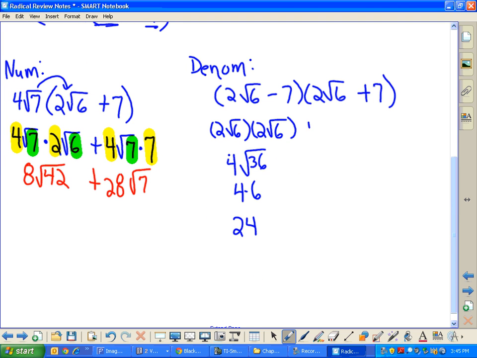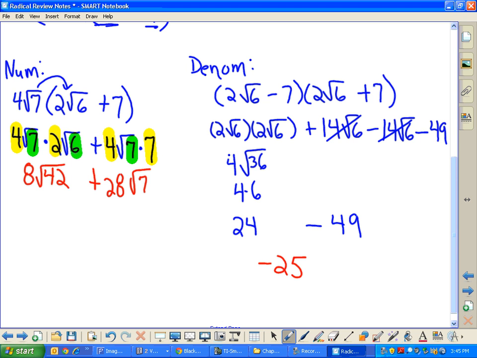My outers is going to be 14 root 6 because 7 times 2 gives you 14. My inners is going to be negative 14 root 6. So as planned, my o's go away. And then my last is just going to be minus 7 times 7 because I have a negative times a positive. So my last is negative 49. So after all is said and done, I'm doing 24 take away 49 to simplify that denominator. You actually do get an answer of negative 25 on the bottom.